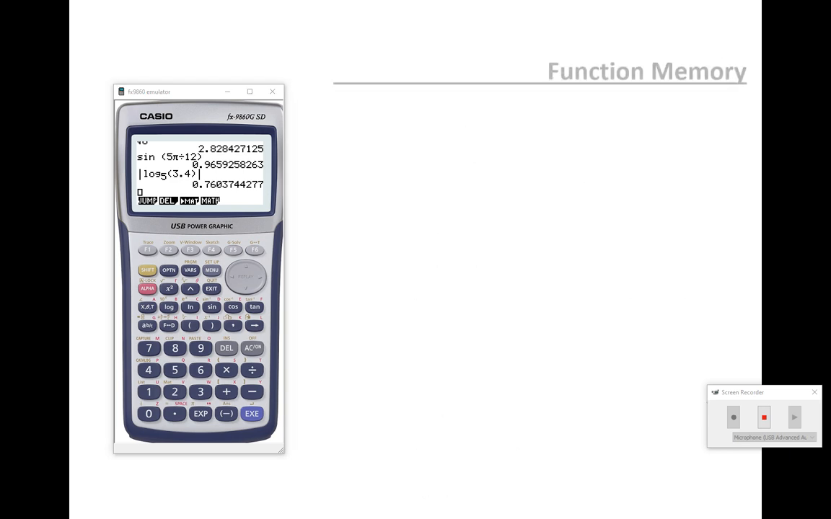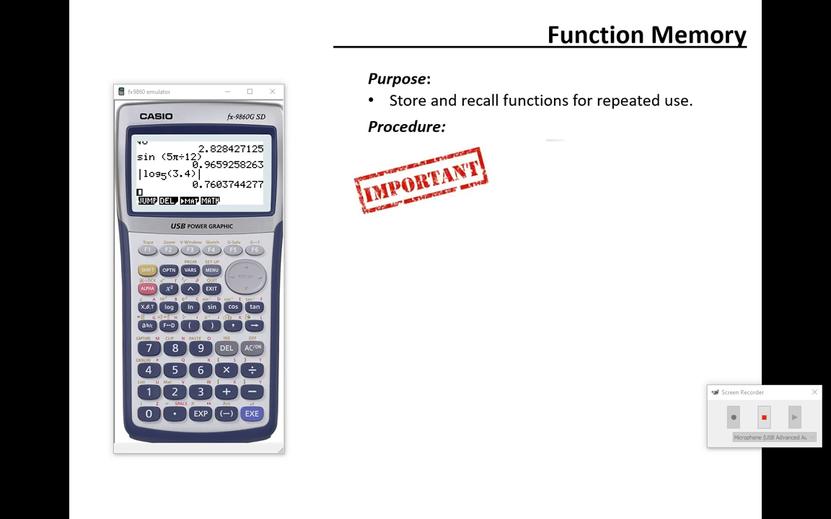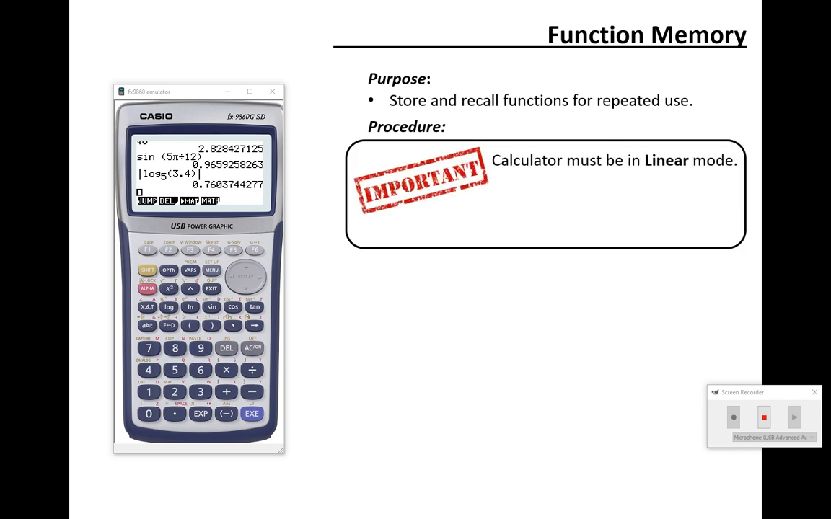I'm trying to keep moving because I want to give you as much as I can. Function memory: store and recall functions for repeated use. Now, this is a very powerful feature of the calculator that I personally find more painful than it's worth to put all the stuff in there to actually use it. So I'll show it to you once, but if by the end of it you're like, boy, they didn't make that easy, I agree with you. Storing functions in there is not this calculator's strength as far as I'm concerned. The calculator must be in linear mode for this.